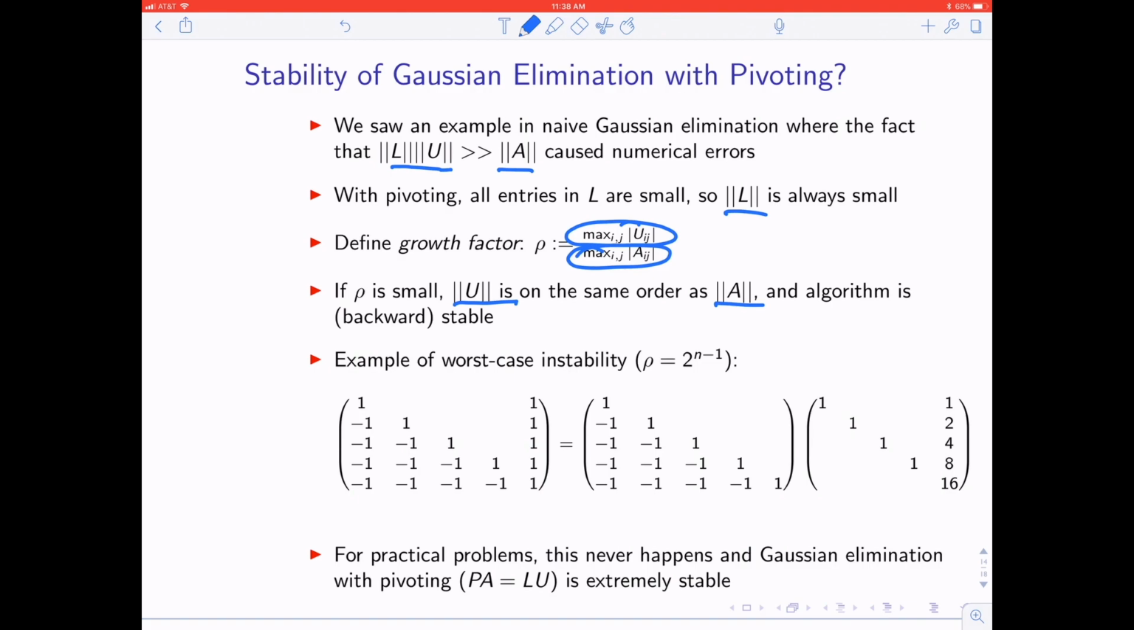I don't want to make a big deal out of this, but here's when the opposite happens. This is a really pathological example where I've taken a matrix A and written it as the product of a lower unit triangular L and an upper triangular U. And it turns out that the growth factor here is 2 to the n minus 1, which is really horrific. But that's a pathological case, just to show you the worst thing that can happen. For practical problems, this doesn't usually happen, and Gaussian elimination, PA equals LU, is considered to be an extremely stable numerical method.